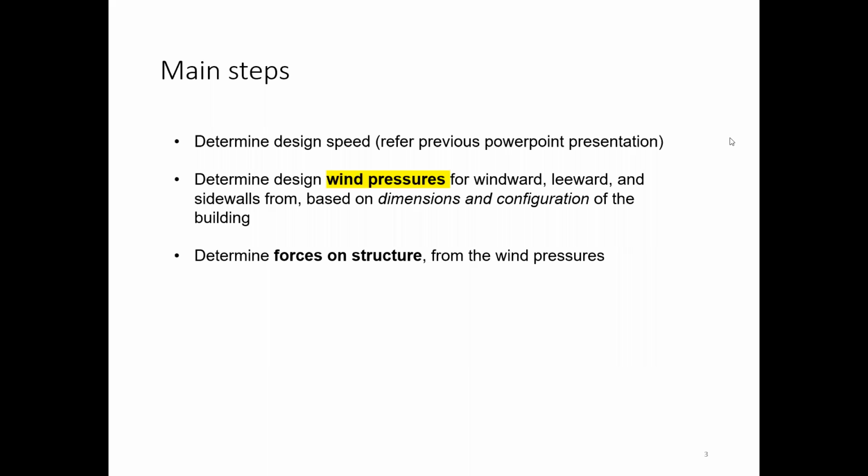So, the main steps: we first need to determine the design wind speed, and that was covered in the previous PowerPoint presentation. We then determine the design wind pressures for the windward, leeward, and sidewalls based on the dimensions and configuration of the building. Once we've got the wind pressures, it's quite simple to determine the forces on structures, because we know that force equals pressure times area.